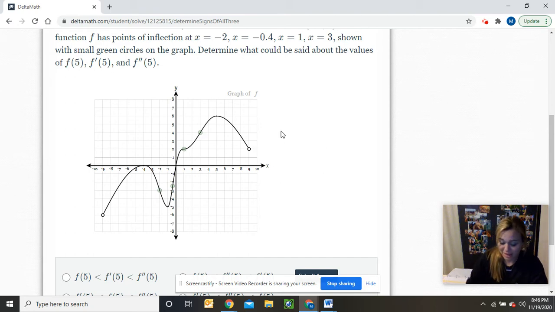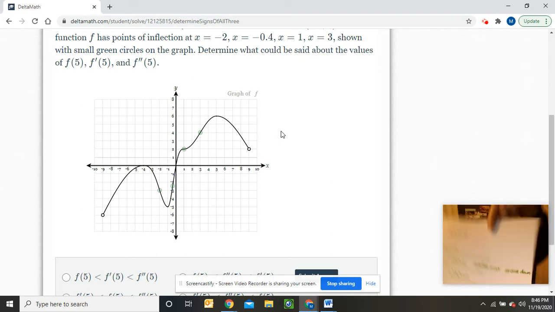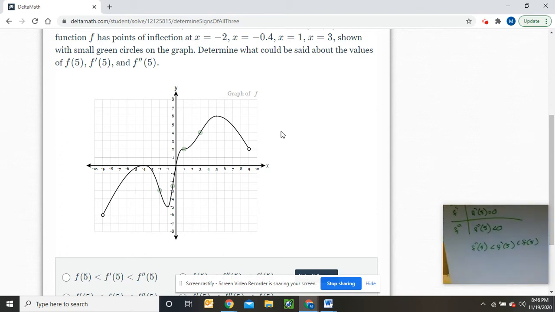So because it's concave down, I'm going to go back up here. At x equals 5, f is concave down. Be really careful about that. Don't say f double prime is concave down, but f is concave down, which means f double prime is negative. I have no idea what negative value this would be, I just know it's negative, which means I can put these in order and say f double prime of 5 is less than f prime of 5 is less than f of 5, because these values go from negative to 0 to positive. Okay.